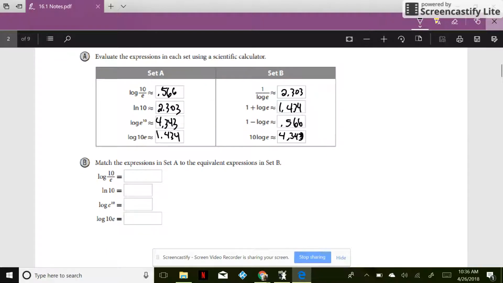We want to match those up. So log of 10 divided by e is going to be the same as 1 minus log of e. Natural log of 10 pairs up with 1 over log of e. Log of e to the 10th matches up with 10 log e. And log of 10 times e matches up with 1 plus log of e.